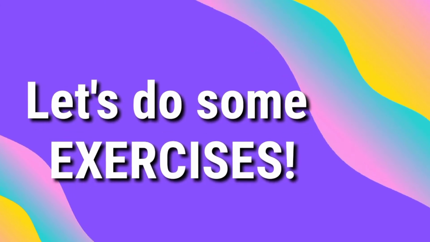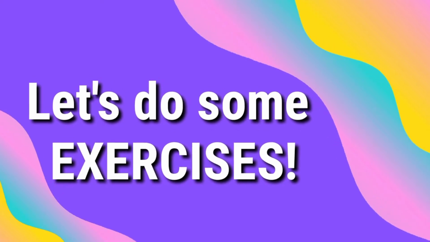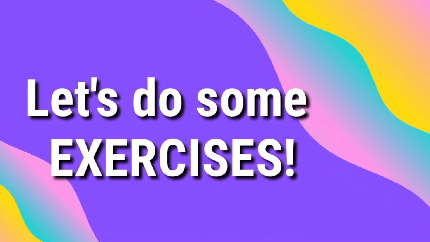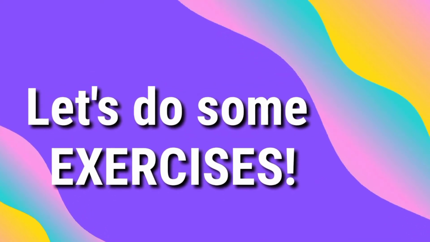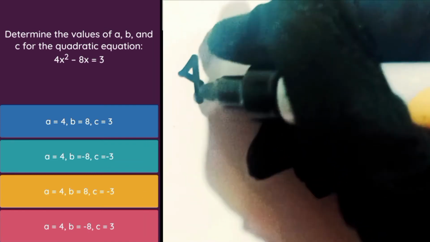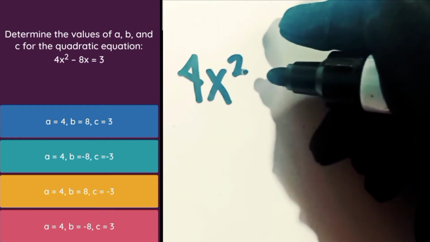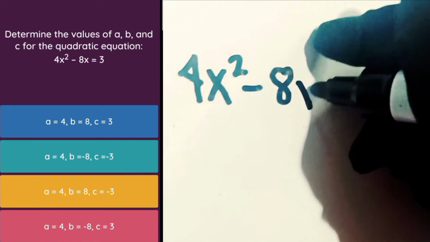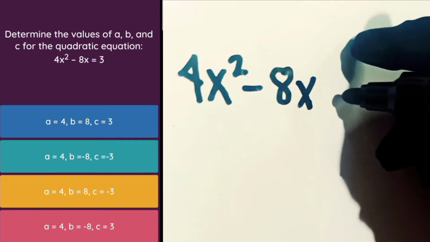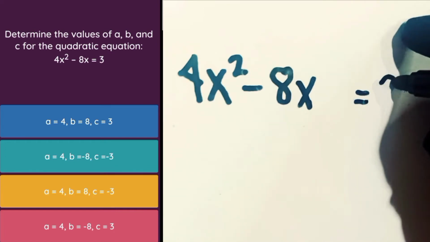Let's do some exercises. Challenge number 1. Determine the values of a, b, and c for the quadratic equation 4x squared minus 8x equals 3. In this case, I write the equation again and then I leave some space.